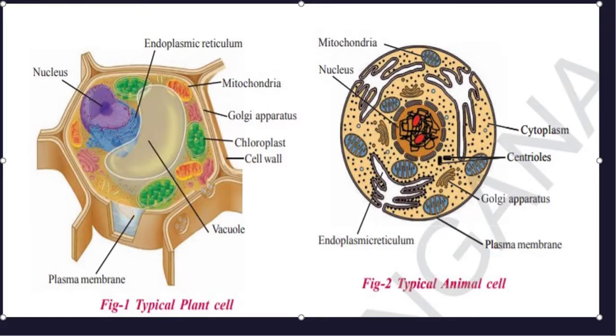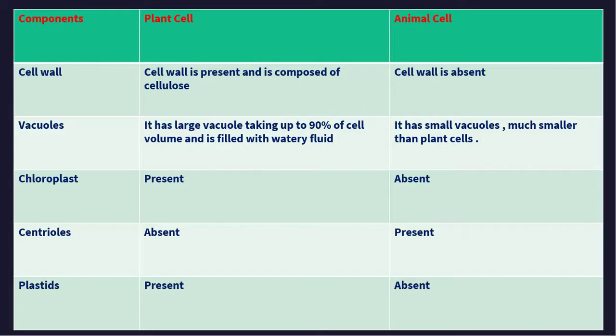Now make a table like this. What are the differences between plant and animal cells? First one, cell wall. Is the cell wall present in plant cell or animal cell? The cell wall is present in plant cell. It is made up of cellulose. The cell wall is absent in animal cell.